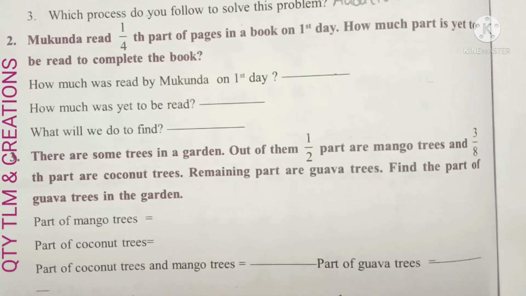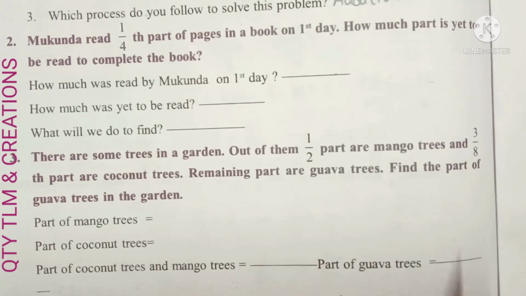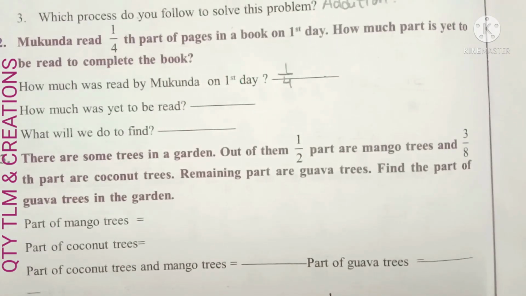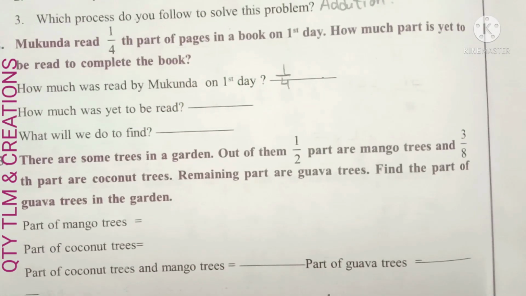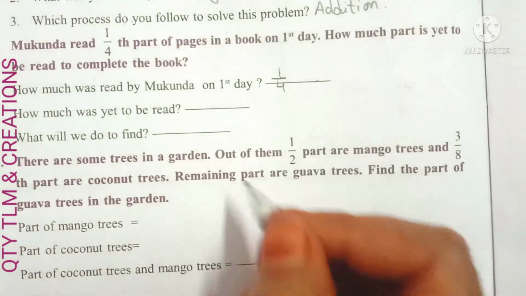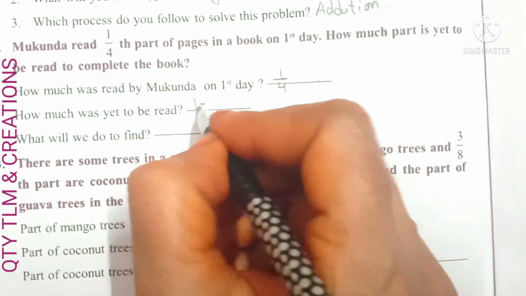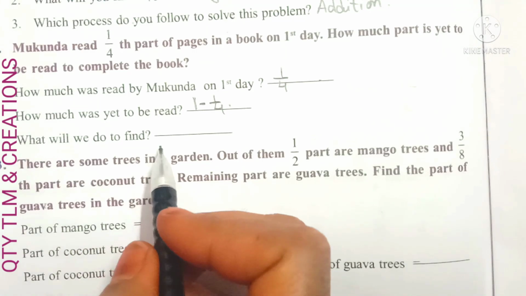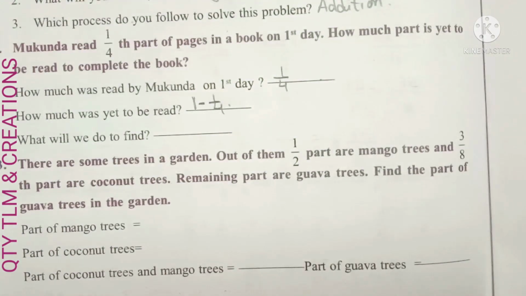Next question. Mukunda read 1/4 part of the pages in a book on the first day. How much part is yet to be read to complete the book? First question. How much was read by Mukunda on the first day? 1/4 part of the pages. Next question. How much was yet to be read? We must subtract 1/4 part of the pages from one book. 1 minus 1/4. What will we do to find it? Here we do subtraction.